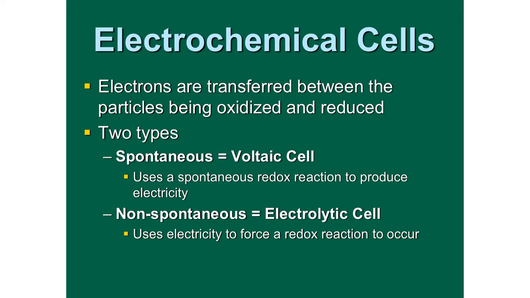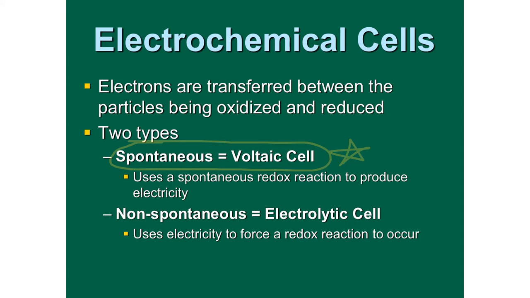All right, so in an electrochemical cell, we have electrons being transferred, and it will either use an electric current or produce an electric current. Now, we have two types of electrochemical cells, and these are big vocabulary words that we need to know. So our first type, and this is the type we're going to focus on in this video, are voltaic cells. Voltaic cells spontaneously produce electricity.